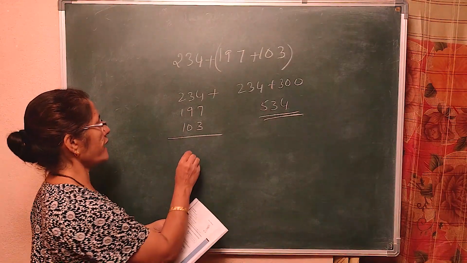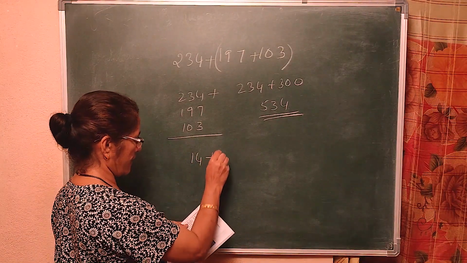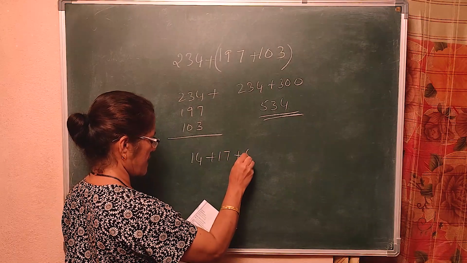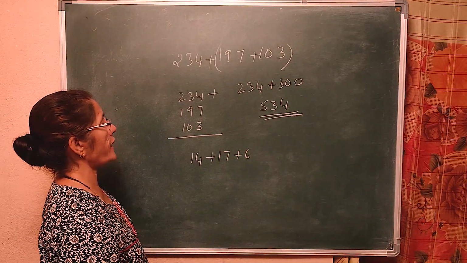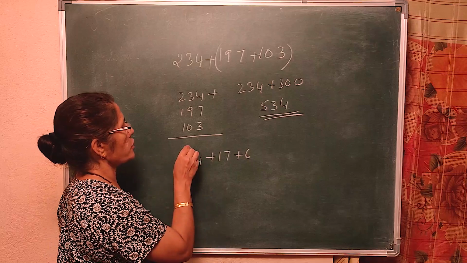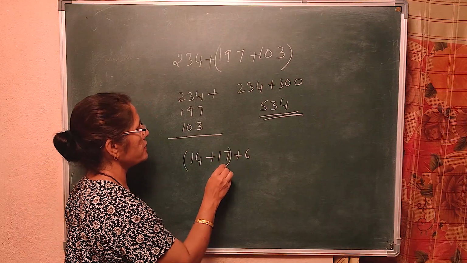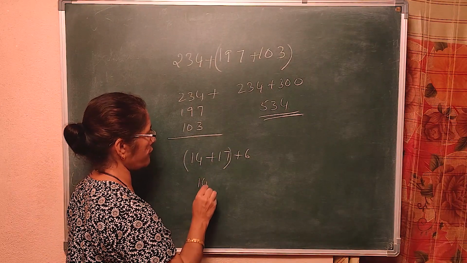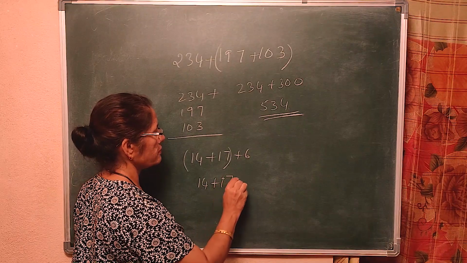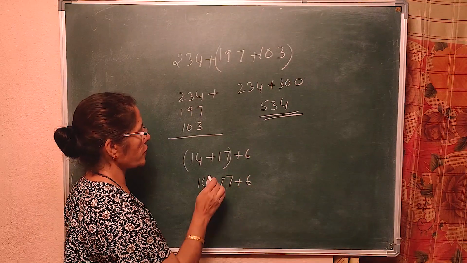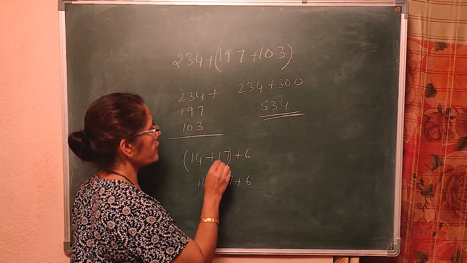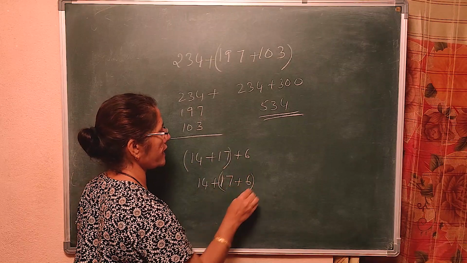Now example 2. Find 14 plus 17 plus 6 in 2 ways. What is the meaning of writing 2 ways? First you put the bracket for the first 2. Then you put the bracket for the next 2. That is what they expect. So, here first 2 you put, here you put next 2.